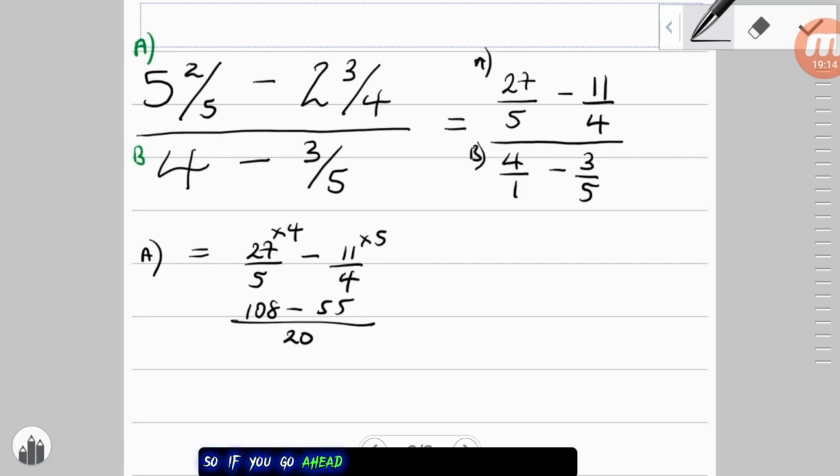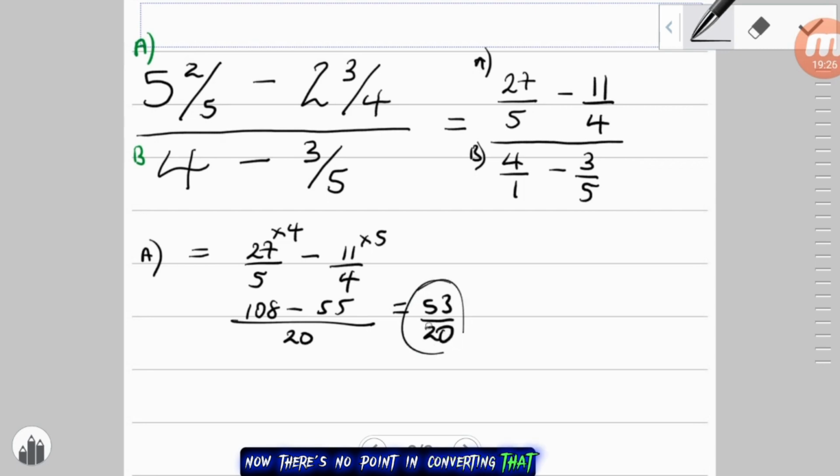So if we take away 55 from 108, we should end up with a result of 53 over 20. Now there's no point in converting that to a mixed fraction because that is not our final answer. Converting this to a mixed fraction will force us in the end to reconvert back to an improper fraction. So we're going to hold on to our answer here as an improper fraction.